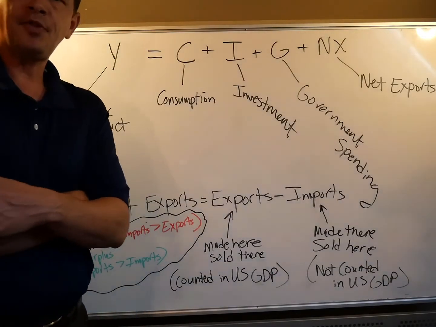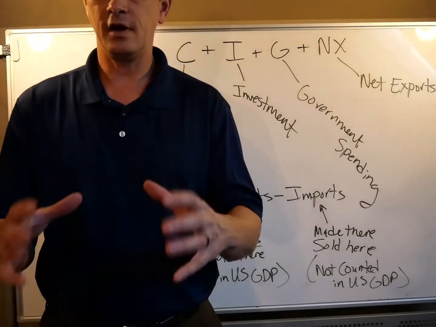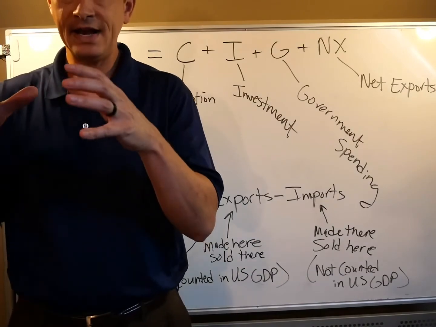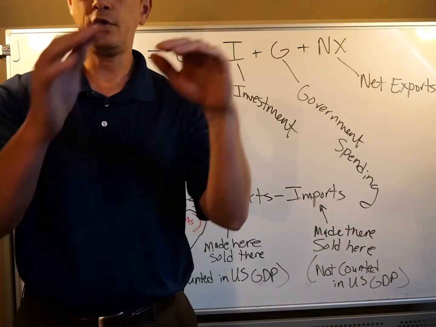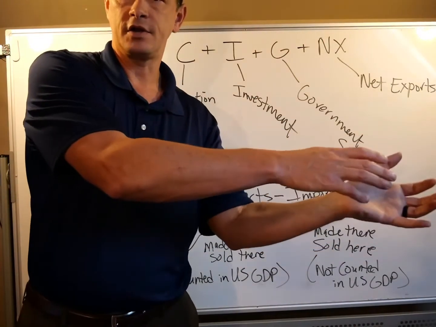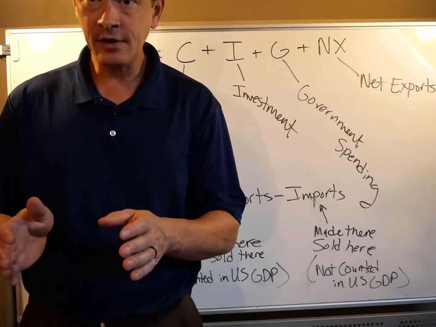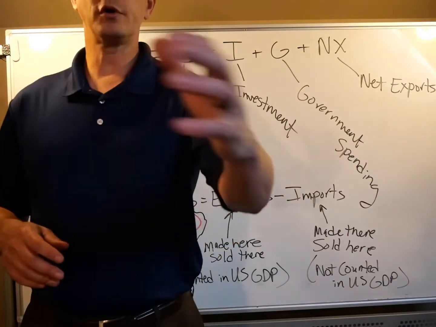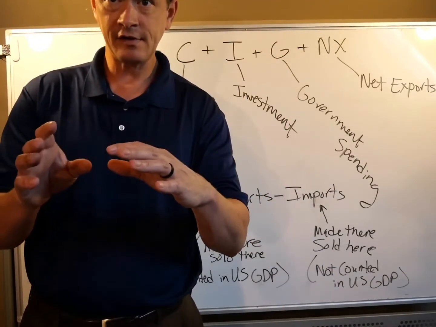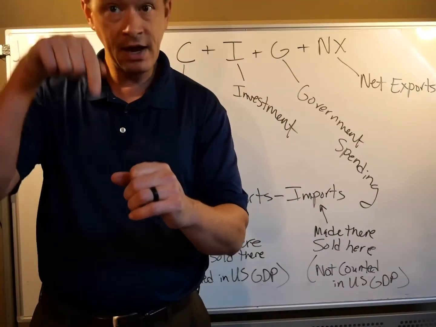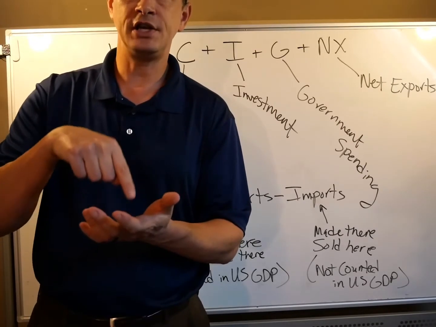If something is made here in America and sold there in another country, it counts in GDP. We make it here, let's say it goes out of the Port of Charleston on one of those big ships, you guys see those things, and it goes to another country. It was made here, so it counts in our GDP.